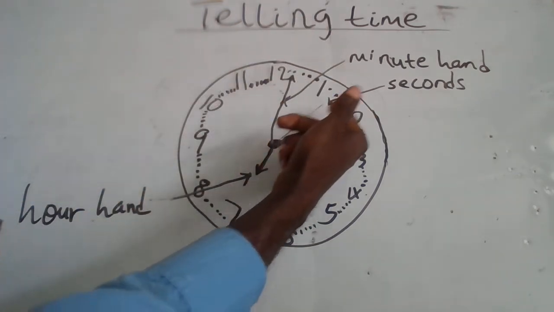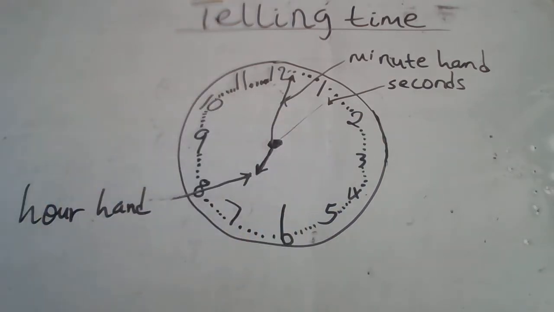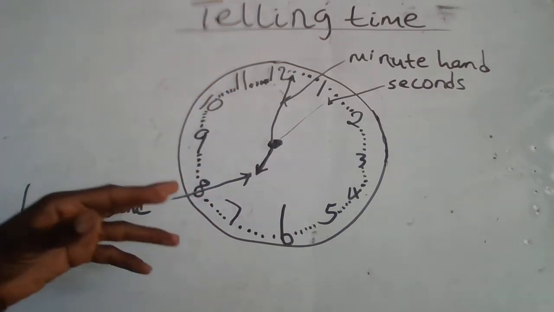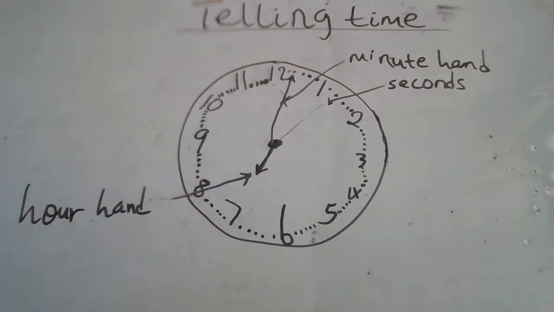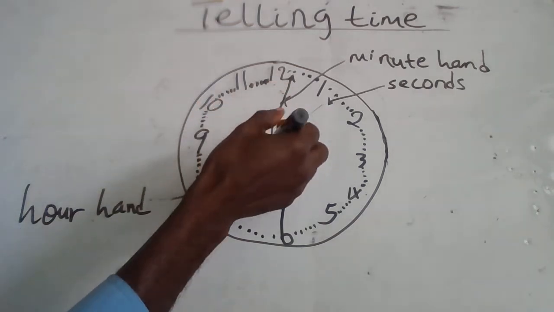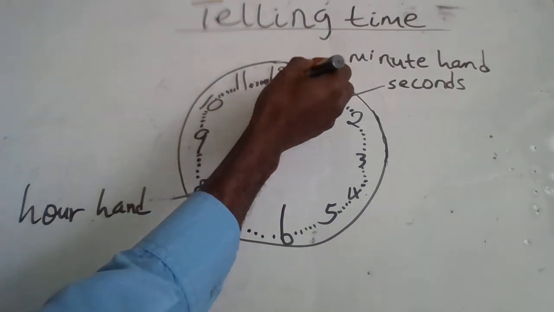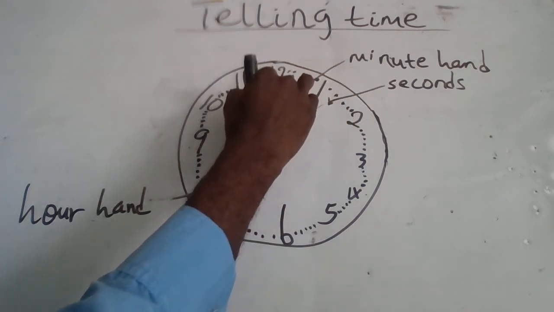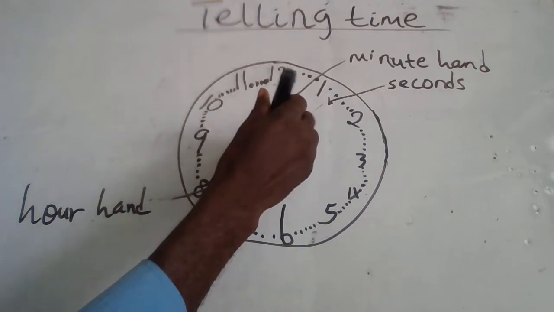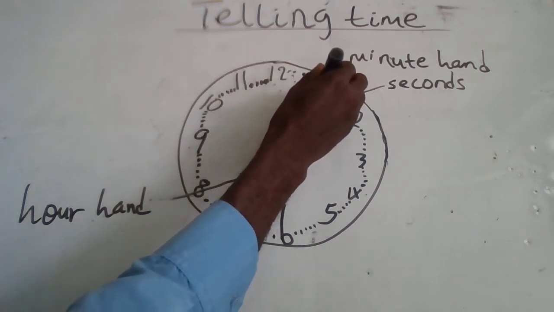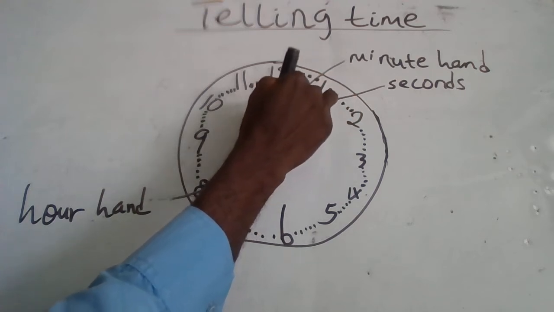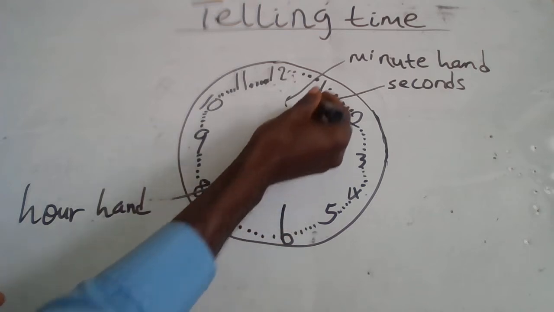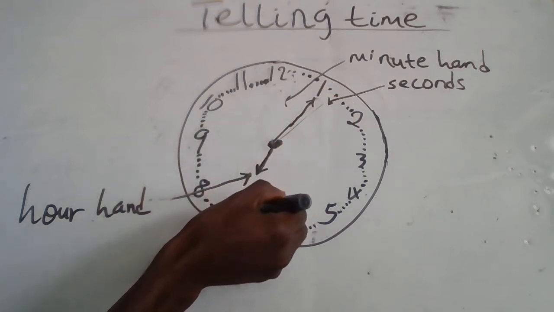So if you see the seconds hand, it moves very fast. It moves at a rate which is faster than the minute hand and the hour hand. So if the minute hand is at 1 exactly, for example, if it is here, we say this is 5 minutes past 7.